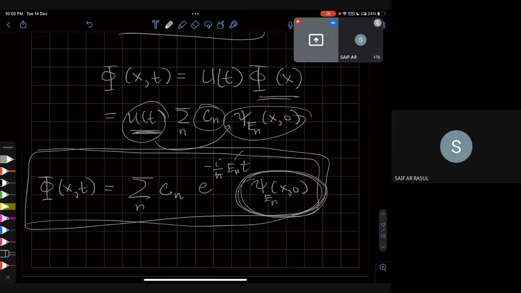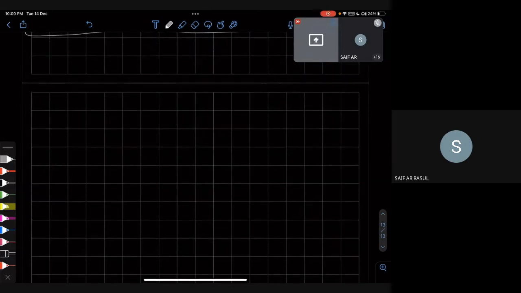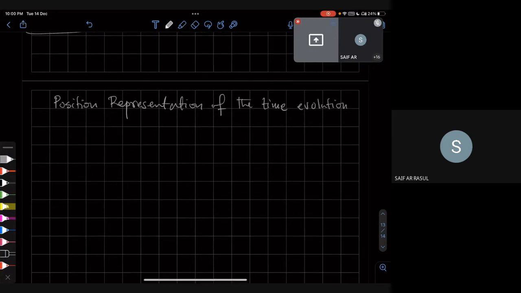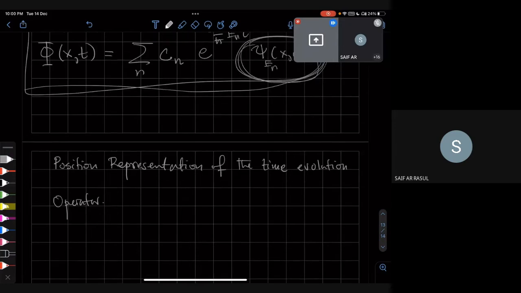Okay, so I just want to show you one more thing, which is a position representation of the time evolution operator. Okay, and before I do that, let me discuss the time evolution operator a little bit more.